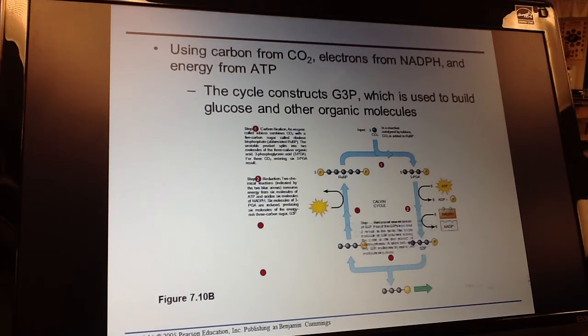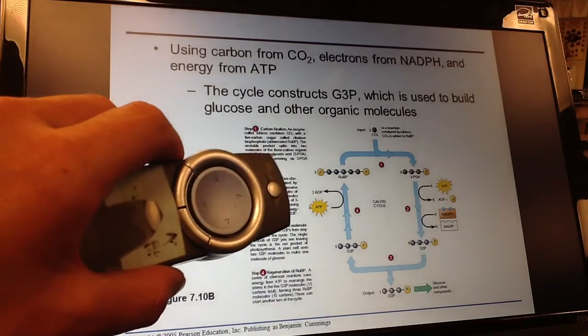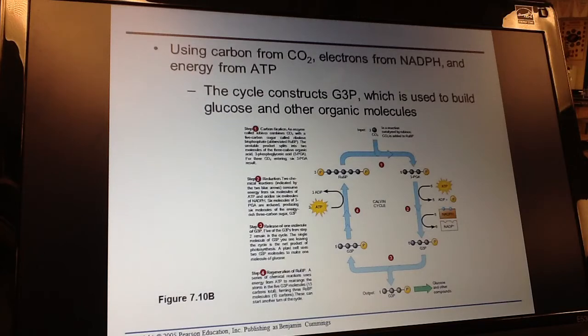G3P is a molecule that has the ability to leave the Calvin cycle and be converted into glucose or some of the other compounds that we might need in the cell. If G3P is not used directly to make glucose, then it's recycled and turned into RuBP again using more ATP from the light reactions.